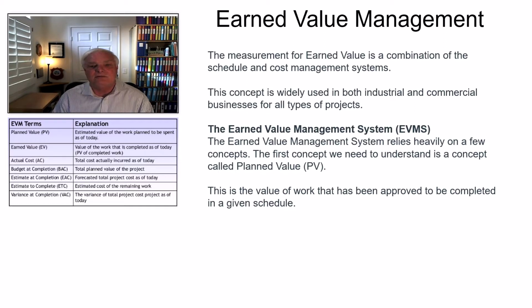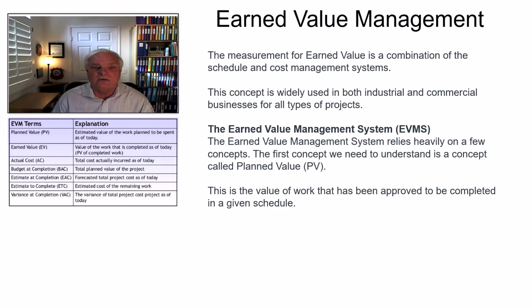The Earned Value Management System, EVMS, okay, the first concept that I want you to really understand is what we call PV, planned value. I want you to really get a good, clear understanding of what planned value is. The planned value is, what did we estimate the value of the work to be planned to be spent as of today? What is it going to cost us to get across the finish line? Then you have earned value, EV, which is the value of the work that is completed as of today, the PV of the completed work at this point in time.